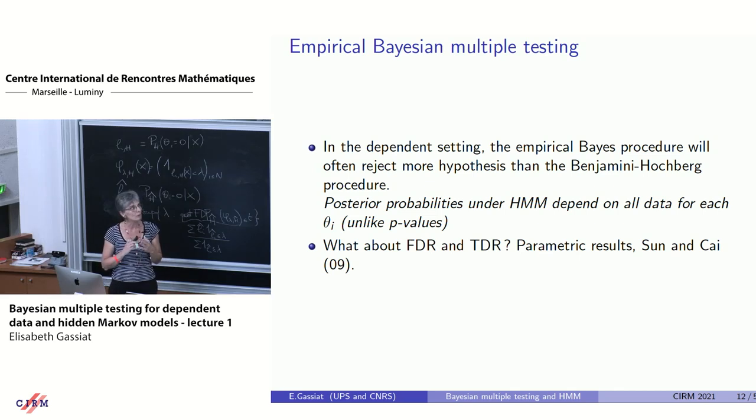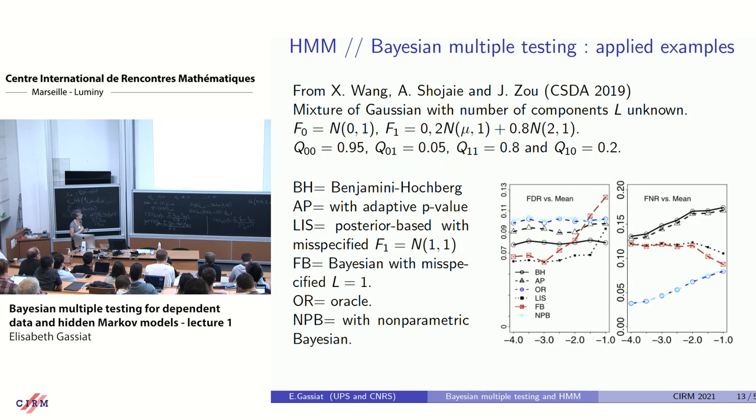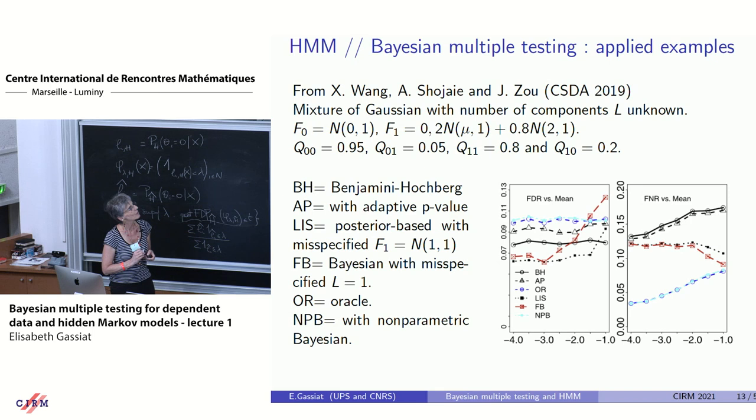And the question is now, what can we say? Is it possible to get theoretical results about such optimality? And how do they hold depending on the model you've put? So there were parametric results earlier by Sun and Cai in 2009. And now I will show some experiments first, because before proving a theorem, it's nice to see that indeed you will not fail by proving just because it doesn't work. So those were experiments that were made by Wang, Shojai, and Zhu, and published in 2019.